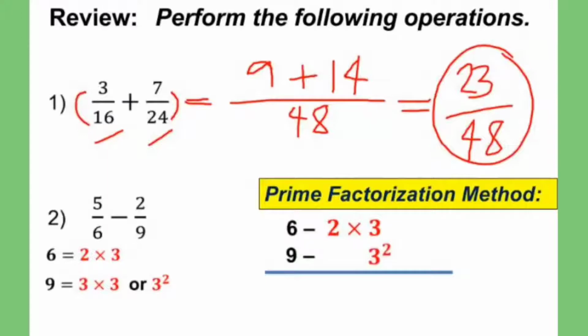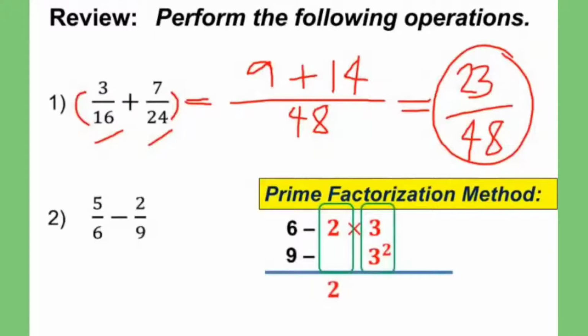Again, we must align the factors with the same base. Now, yung 2, i-bring down lang natin. At yung 3 at 3 squared, kunin lang natin yung base na mayroong mas mataas na exponent. So, we bring down 3 squared. And finally, we multiply to get the LCD. We know that 3 squared is equal to 9. Then multiplied by 2, that is equal to 18. Hence, our LCD is equal to 18.